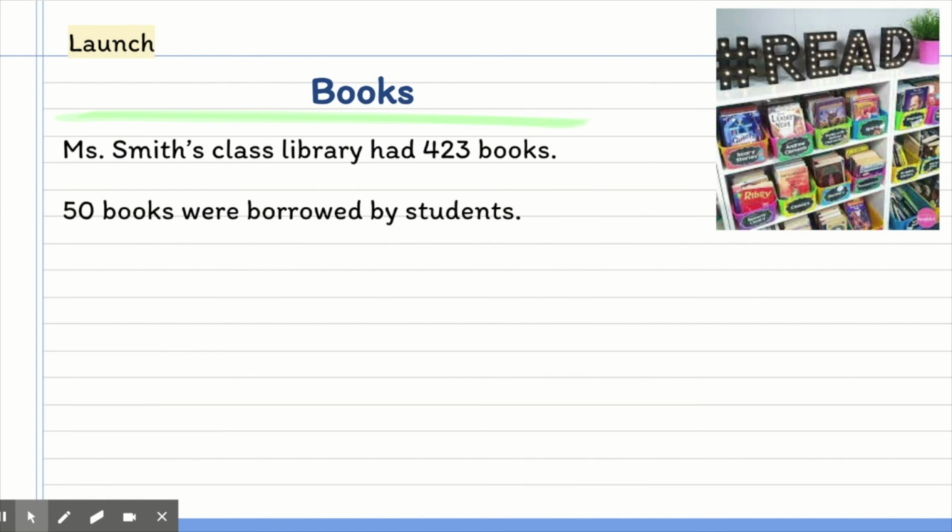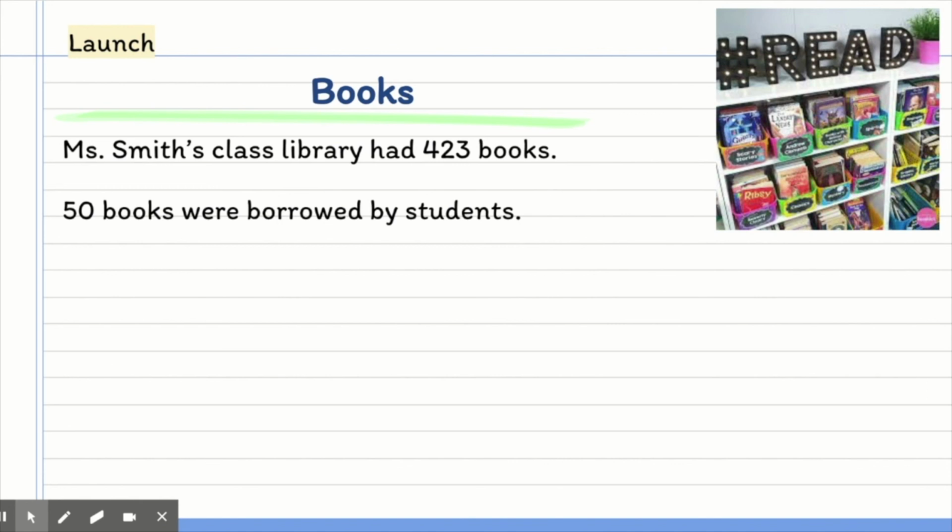Second, we'll pull out the quantities and the units. The quantities are the numbers. The units are what's connected to those numbers. So the quantity, 423, the units are books. In the second sentence, 50 books, the 50 are the quantities and the books are the units.